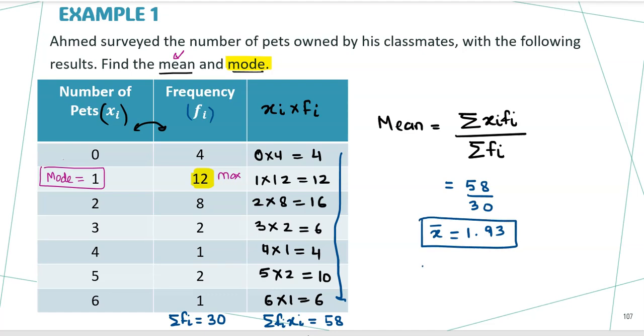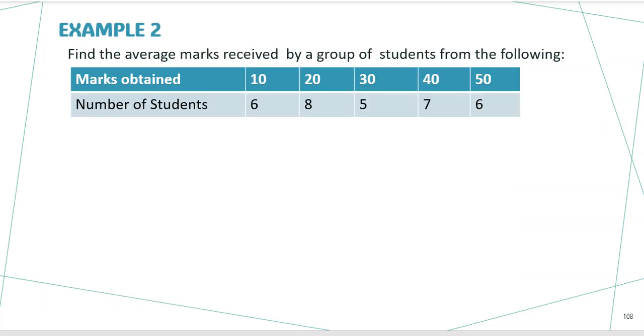This is your mean, and we got the mode as 1 because it appears 12 times. Let's take another example to make it more clear. They may ask you to find the average marks. Here, average marks, mean, and arithmetic mean all mean the same thing.